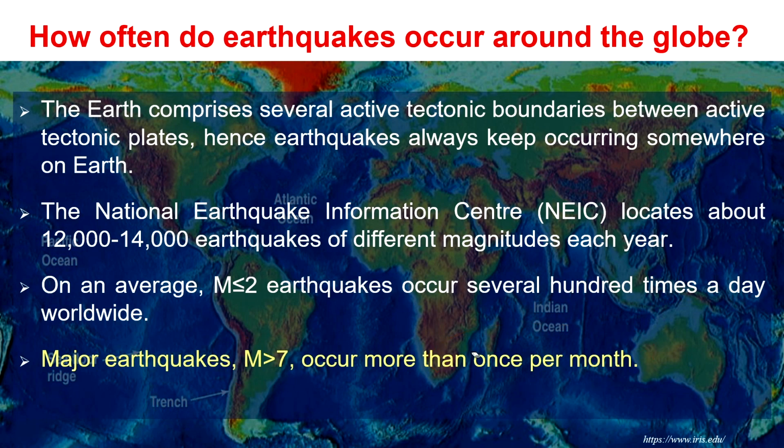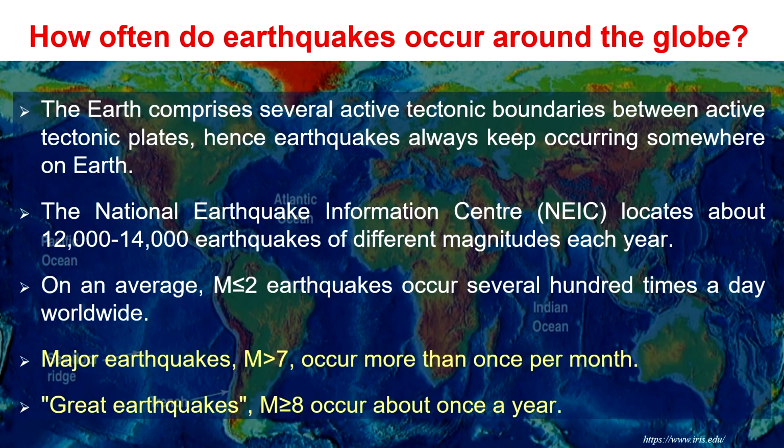So, if the area is populated, even a 6 magnitude earthquake will be dangerous, and even 5.5 magnitude earthquakes will result in some damage. Major earthquakes are greater than 7 magnitude and occur more than once per month. And then the great earthquakes: we categorize great earthquakes as greater than or equal to 8 magnitude. The largest recorded earthquake on this planet is the 1960 Chilean earthquake, which was 9.5.